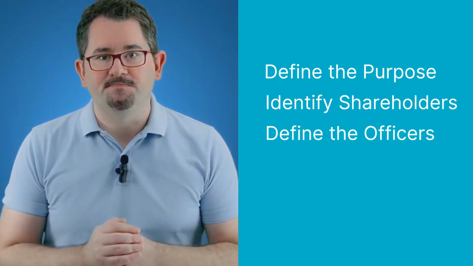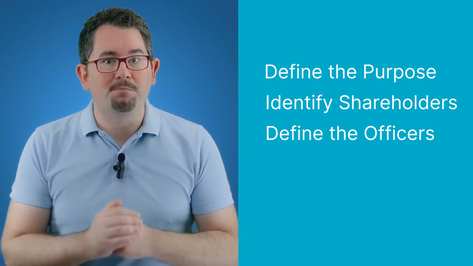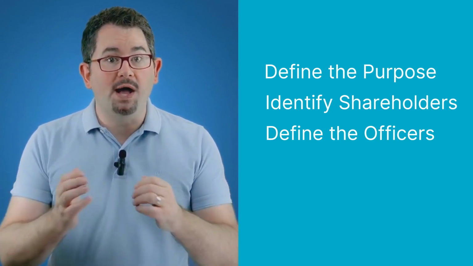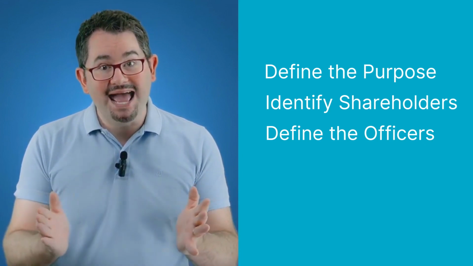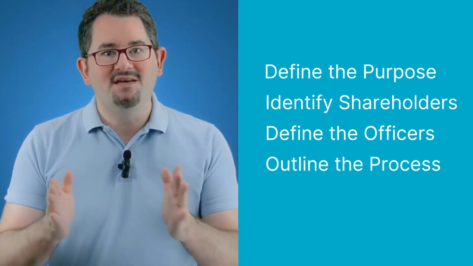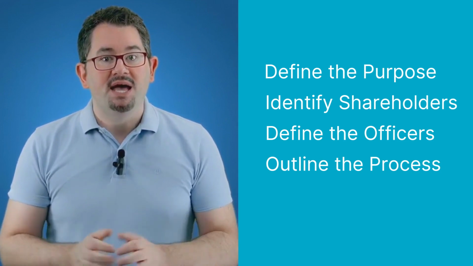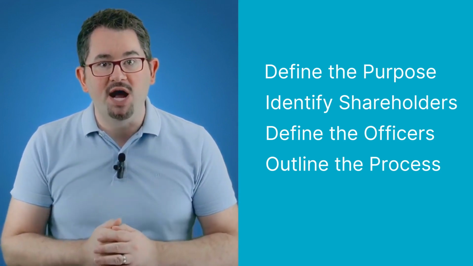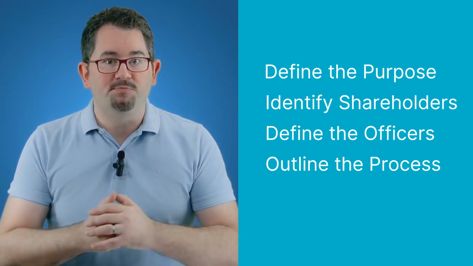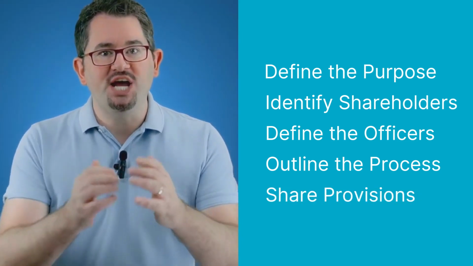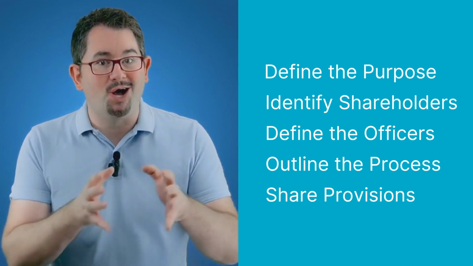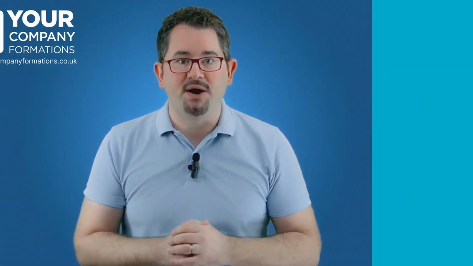Define the officers. Define the officers of your company and their roles and responsibilities. This will help to ensure that all company decisions are made in a fair and transparent manner. Outline the decision-making process. This will help to ensure that all decisions are made in a fair and transparent manner as well, and that all rights of shareholders are protected. Include provisions for share issuance and transfer. This will help to ensure that all share transactions are conducted in a fair and transparent manner.